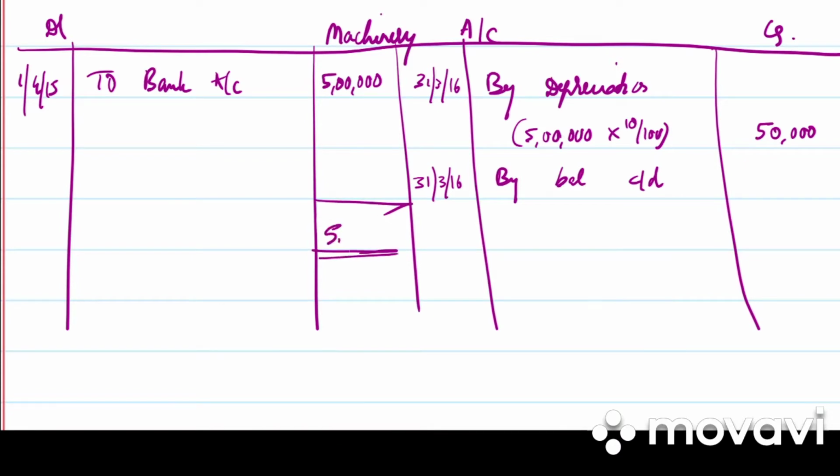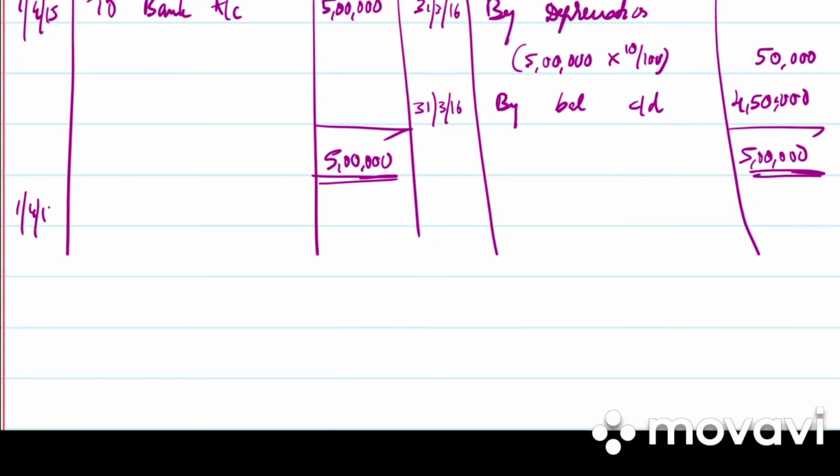On 31/3/16 by balance carried down. So the total is 5 lakh. 5 lakh. So 5 lakh minus 50,000 is 4 lakh 50,000. Next, 1st April 16 to balance brought down 4 lakh 50,000.